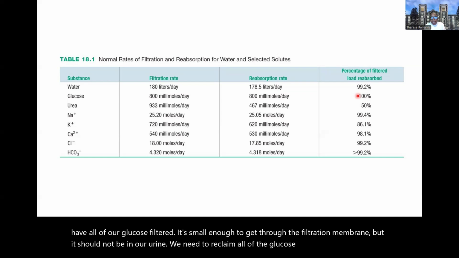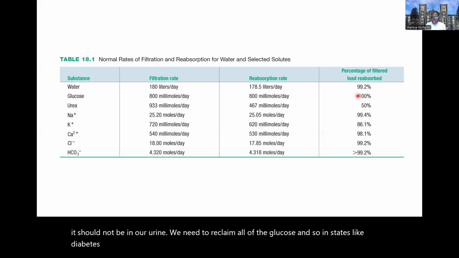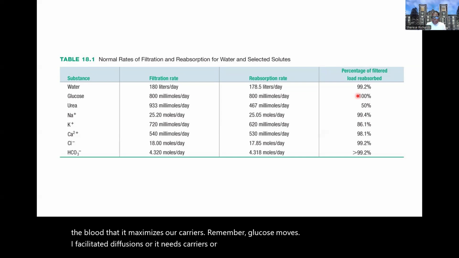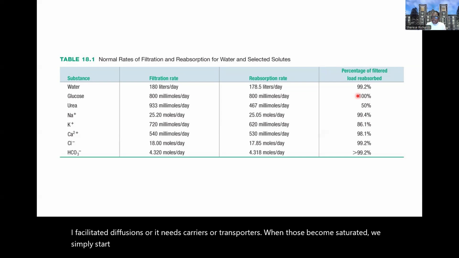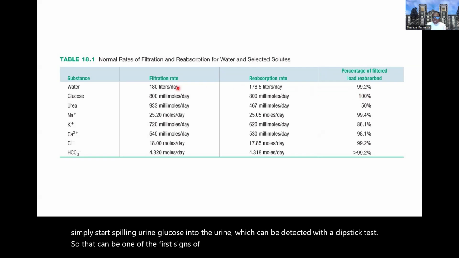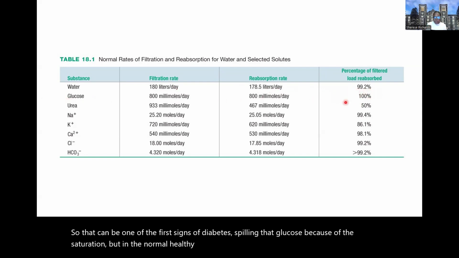And so in states like diabetes mellitus, we can see spilling of glucose into the urine because there's just so much in the blood that it maximizes our carriers. Remember, glucose moves by facilitated diffusion, so it needs carriers or transporters. When those become saturated, we simply start spilling glucose into the urine, which can be detected with a dipstick test. So that can be one of the first signs of diabetes, spilling that glucose because of the saturation. But in the normal healthy physiology, all of our glucose should be reabsorbed.